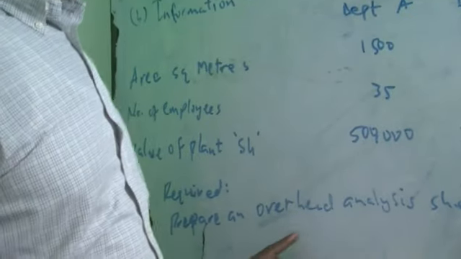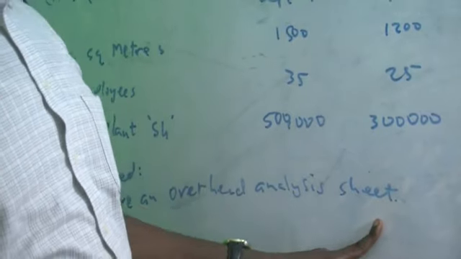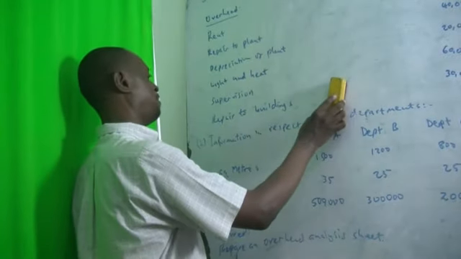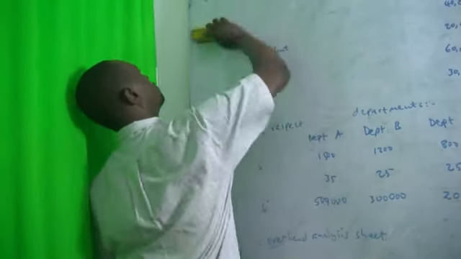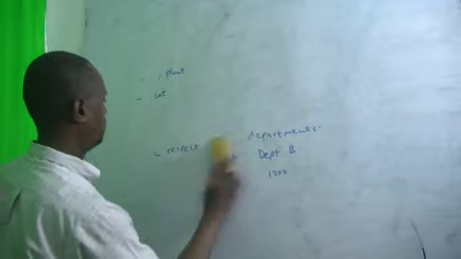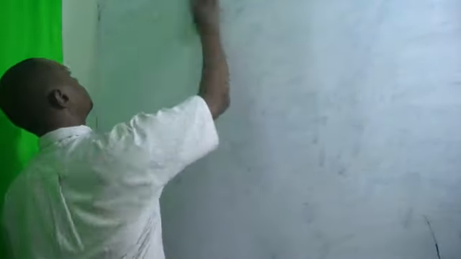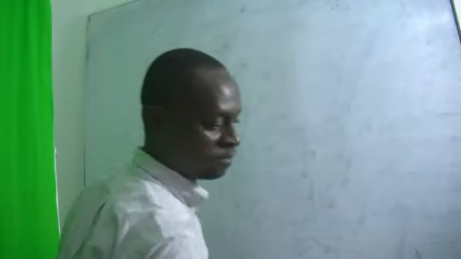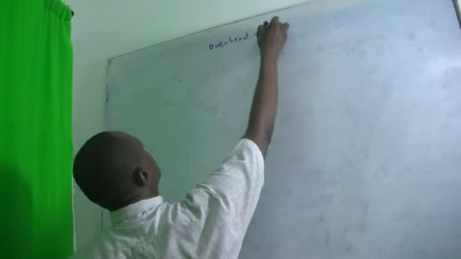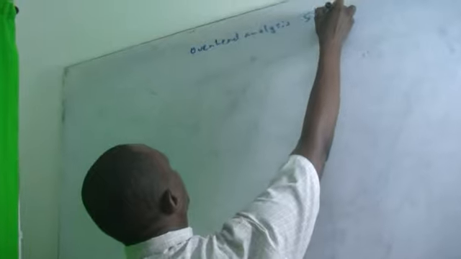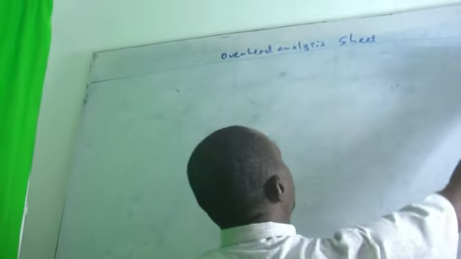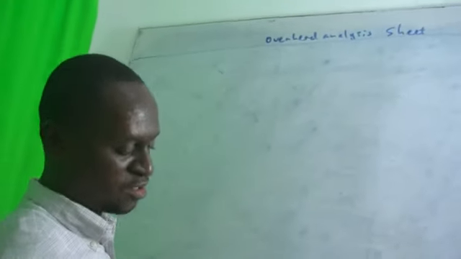We are required to prepare an overhead analysis sheet. So this question requires us to prepare an overhead analysis sheet, and this is how we prepare it. So we have here the overhead analysis sheet. This overhead analysis sheet is normally prepared to reapportion the overheads to the various cost centers or departments.